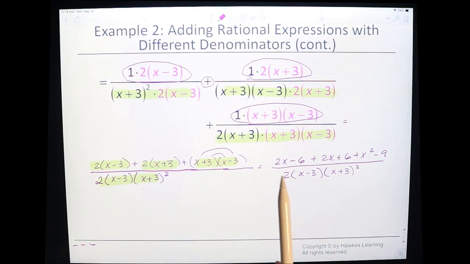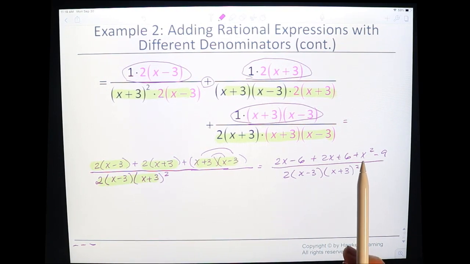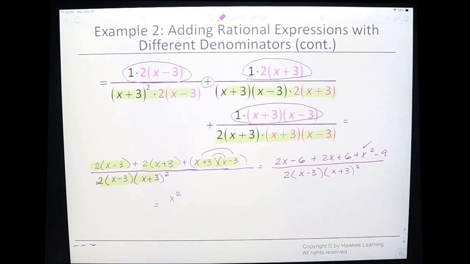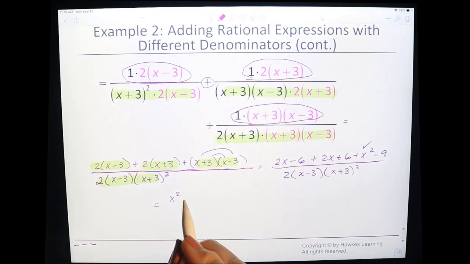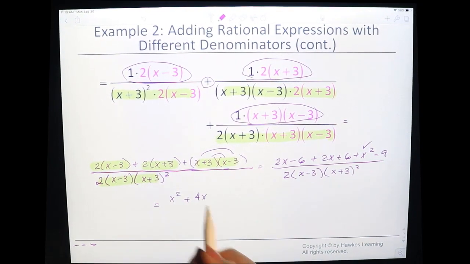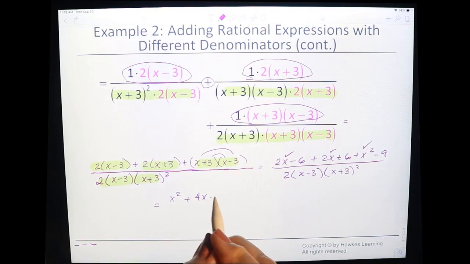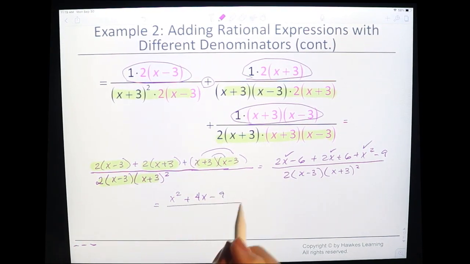All right, so let's do some combining. I'm going to lead off with the x squared, so I'll check that one off. And then I see a plus 2x and a plus 2x, so I'm going to combine those. So I'll check those off. I see a plus 6 and a minus 6, so those are adding to 0. And then I see a minus 9.